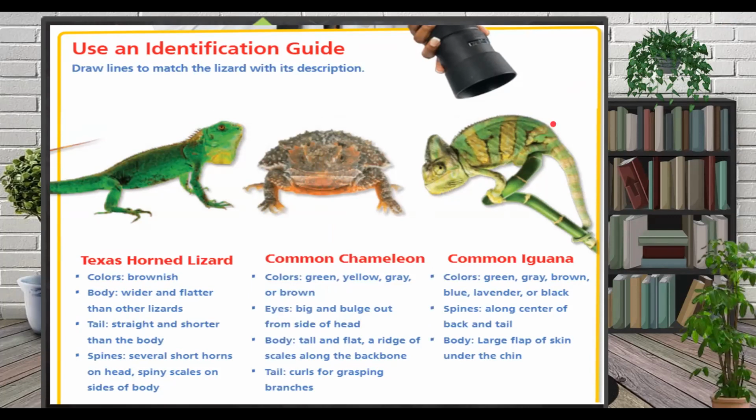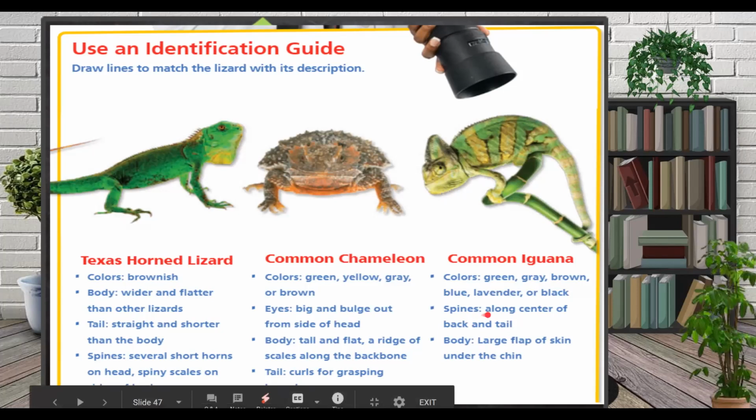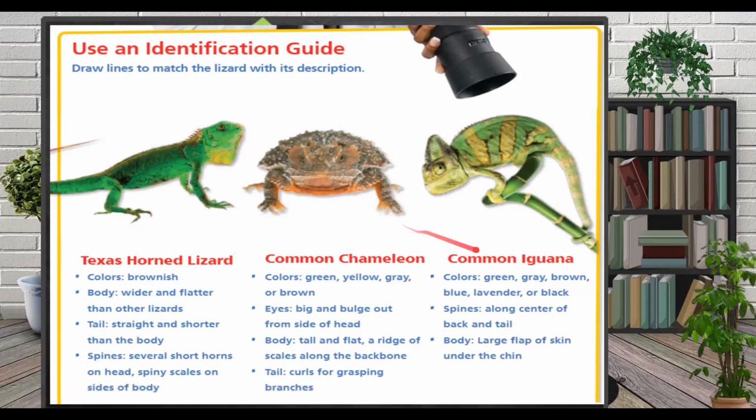Okay, common iguana. Color green, gray, brown, blue, lavender, or black. Okay. Spines along center of back and tail. Body large flap of skin under the chin. So which one is it? Horned lizard. Is it the first one or the second or what? First. Excellent. Great job. Now, Liana.